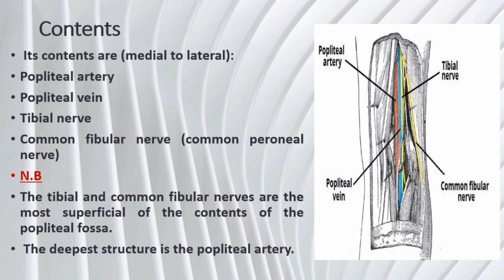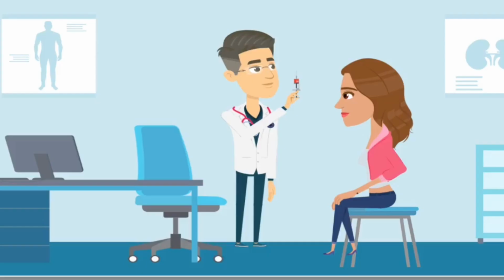The common fibular nerve follows the biceps femoris tendon, traveling along the lateral margin of the popliteal fossa. The small saphenous vein pierces the popliteal fossa and passes between the 2 heads of gastrocnemius to empty into the popliteal vein. In the popliteal fossa, the deepest structure is the popliteal artery. It is a continuation of the femoral artery, and travels into the leg to supply it with blood.